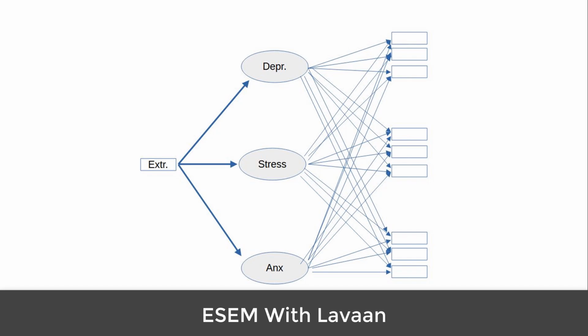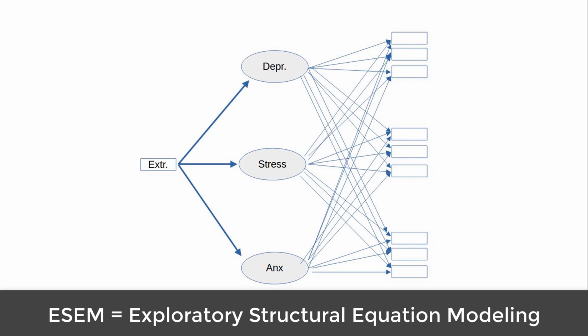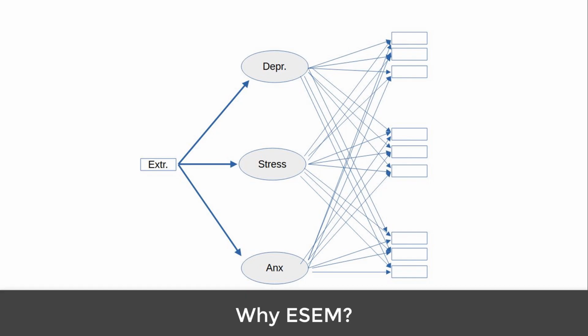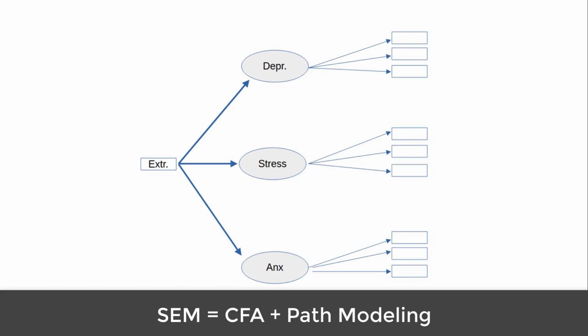In this video I show you how to test an ESEM model with lavaan, Exploratory Structural Equation Modeling. First of all, why should you think about using ESEM instead of normal SEM? SEM, of course, is a combination of CFAs and path modeling. In a structural equation model, you have one or more confirmatory factor analyses for the measurement of the latent factors, and then you have a structural model that is path connecting those latent variables.